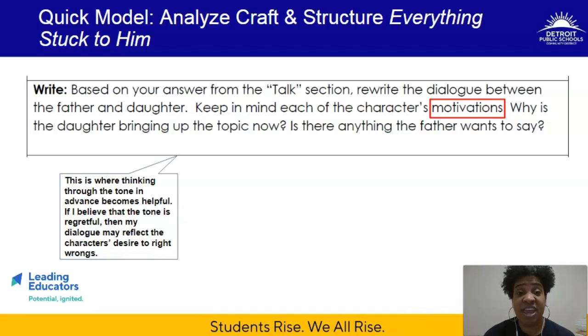So that may change the whole trajectory of the conversation if the motivation here is, I have a feeling of regret, and it may have to do with the daughter in front of me or that daughter's mother. And if that's the case, then that is the foundation of my dialogue. So use your imagination, as always, when you're doing a rewrite or an alternate ending, but anchor that imagination in evidence from the text that would help push and inspire you in that direction.